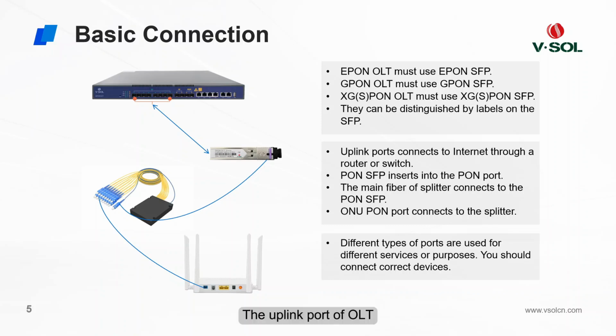The uplink port of OLT connects to a router or switch for services access. Connect the main fiber of the splitter to the PON module and connect ONU to the branch fiber. There are different types of ONU user ports. Connect correct devices to them. For example, connect PC to LAN port, connect telephone to POTS port.